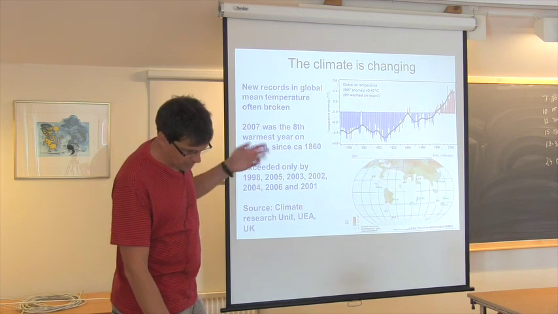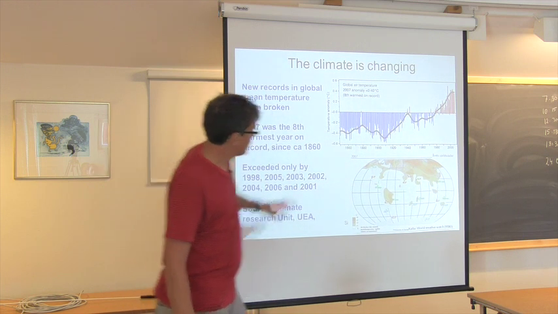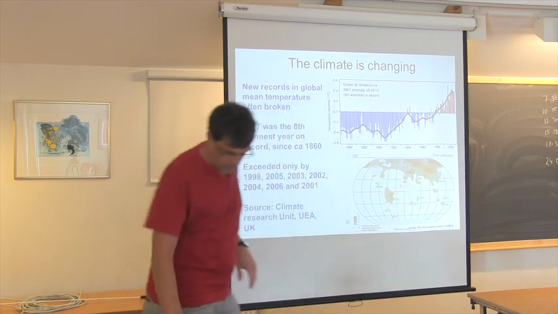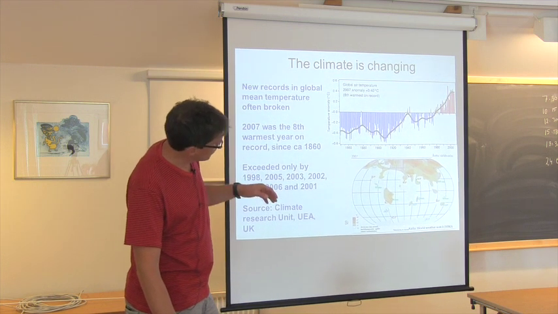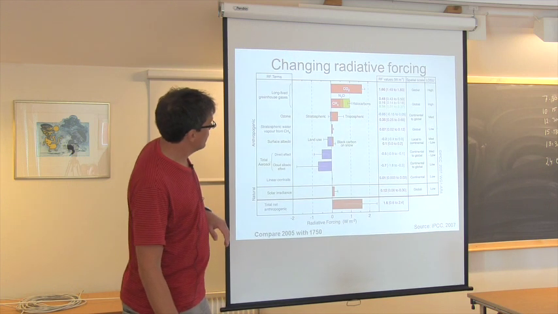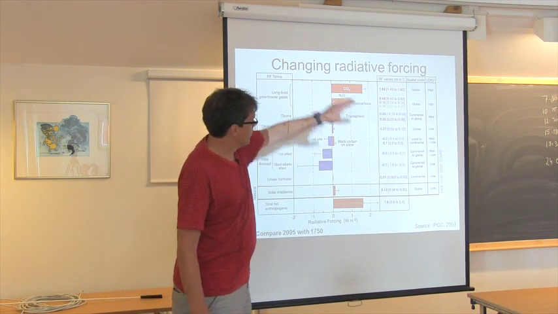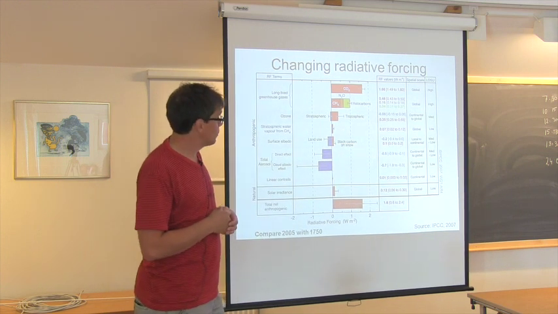Okay, of course, climate is changing. I think you talked a little bit about that yesterday. I will not talk too much about that now. This is the global mean temperatures, etc. And one thing we can do is look at climate models and use them to try to simulate this change over time. Then you have to think about what changes the situation, changes in radiative forcing.